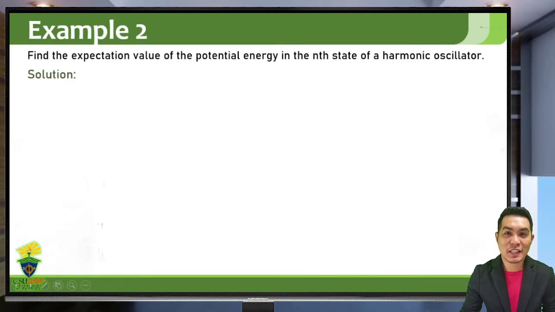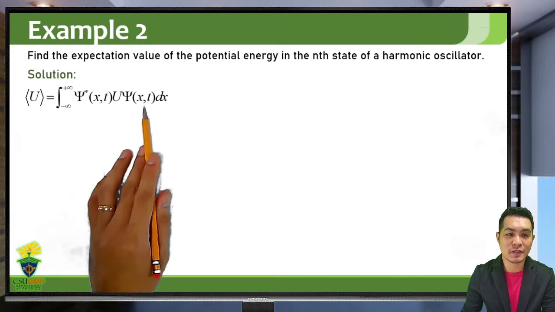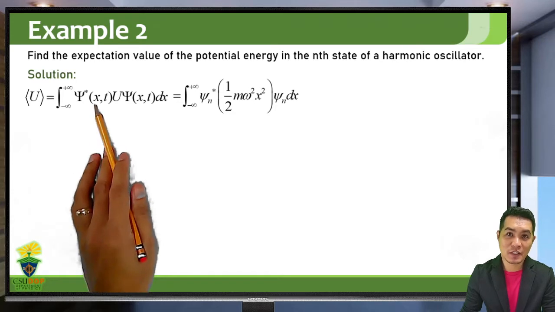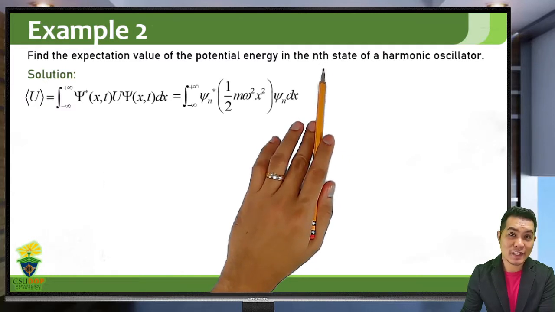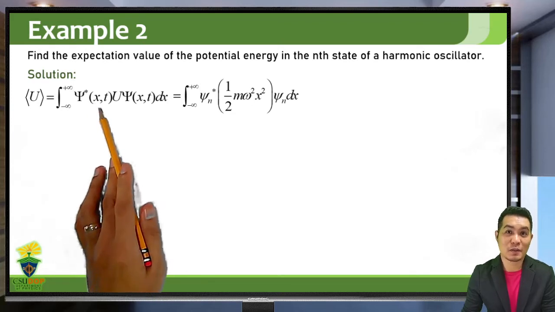So let's now try this second example. Find the expectation value of the potential energy of a particle in the nth state of a harmonic oscillator. There's a particle and it's in the nth state, psi n. What's the average value of the potential energy? For the expectation value of potential energy, we sandwich it between psi star and psi. Supposedly the wave function is a summation, but it's only in the nth state, meaning the summation has only one term.